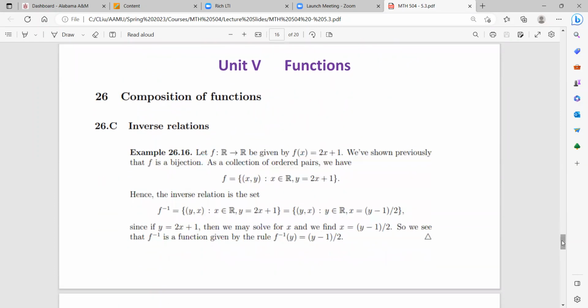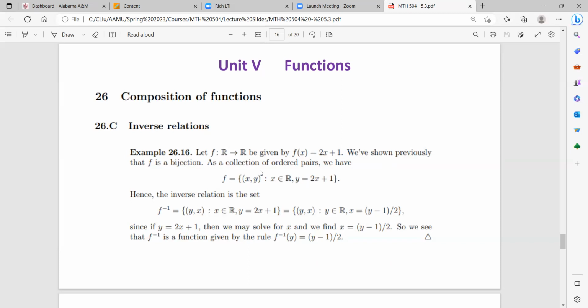Let's just look at some simple examples of inverse relations and inverse functions. Let's assume f from R to R be a function given by f(x) equals 2x plus 1. And we have shown that this is a bijection, and it's pretty easy to show anyway.